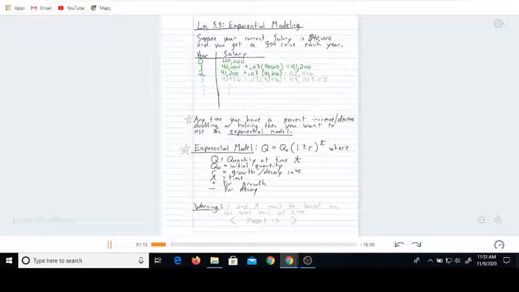So if we compute that, we get $42,436. Now I want you to pay very close attention here. This is not a constant rate of increase. Going from year 0 to year 1, you got a $1,200 raise. But if we look at going from year 1 to year 2, we got a $1,236 raise. It's a bigger raise because 3% of $41,200 is going to be more than 3% of $40,000.